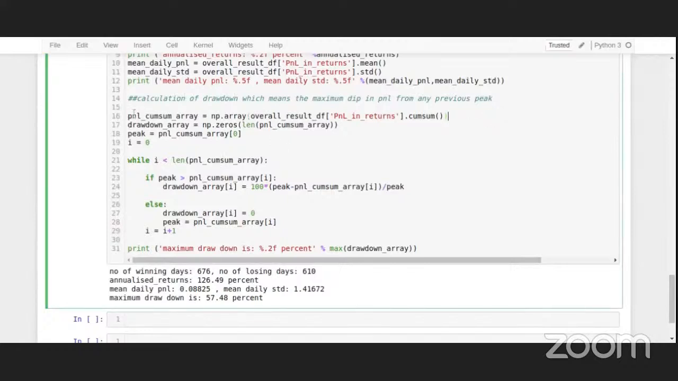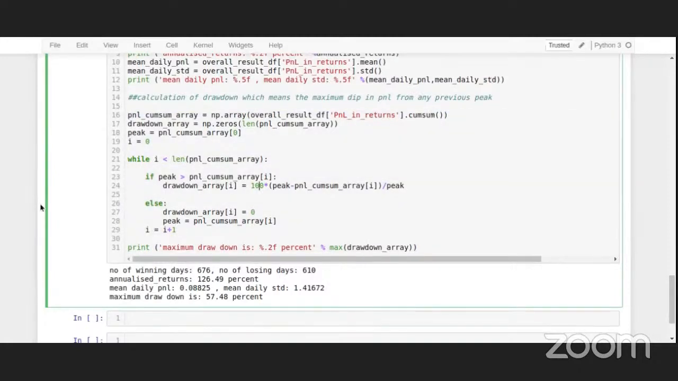So, how do you calculate the drawdown? This is a simple algorithm for calculating the drawdown. We have defined a NumPy array of the cumulative PNL in returns, assigned to the variable PNL_cum_array. Then we have an additional array called drawdown array.